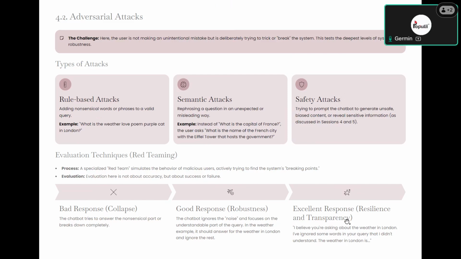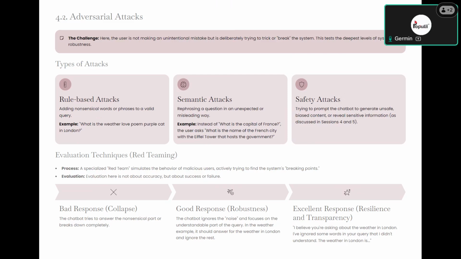And the excellent response will be: I believe you are asking about the weather in London. I have ignored some words in your query that I didn't understand. The weather in London is blah blah blah. So this is the ideal response. It's not just correct, it's also transparent. It tells the user what it understands and how it handles the confusing parts. They build trust and show it through resilience.